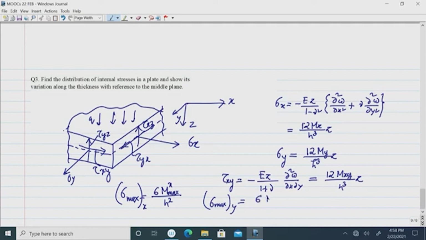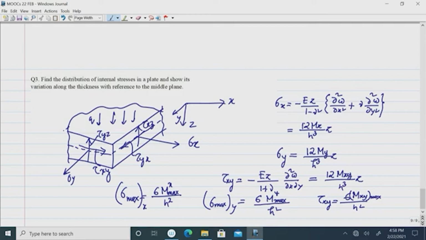Similarly, this is the bending moment in the y direction. I am writing it as a subscript to distinguish between the bending moment along the x and y directions. Tau xy maximum is again given at z equal to h by 2 as 6 m xy maximum divided by h square. So, these are the quantities, and readily we can know the variation.